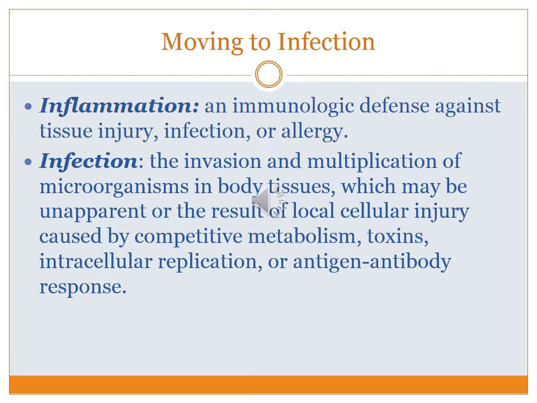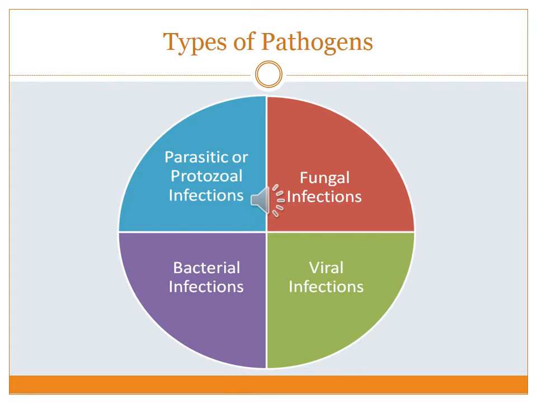Moving to infection. Inflammation is an immunological defense against tissue injury, infection, or allergy. An infection is the invasion and multiplication of microorganisms in body tissues, which may be unapparent or the result of local cellular injury, which could be caused by competitive metabolism, toxins, intracellular replication, or antigen-antibody response. Then we're going to talk about the type of pathogen. So you have parasitic or protozoal infections. You can have fungal, viral, or bacterial infections, and these are the types of pathogens.